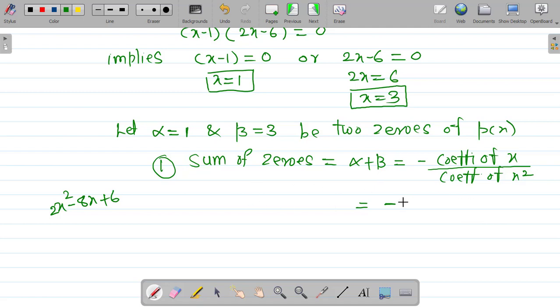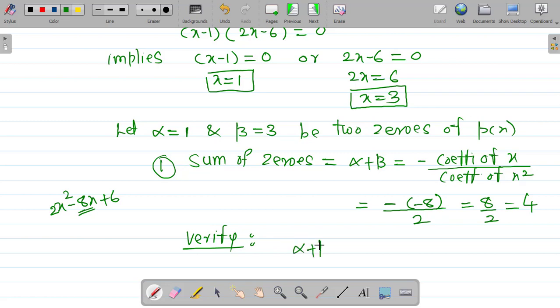So what is the coefficient of x here? The coefficient of x is minus 8, upon the coefficient of x square, which is 2. So this is 8 by 2, which means 4. Okay. So this is our first relationship. We will verify this. How? What is the sum? Take the sum. Alpha plus beta means 1 plus 3. 1 plus 3 is 4. Okay. So that means this relationship is verified.